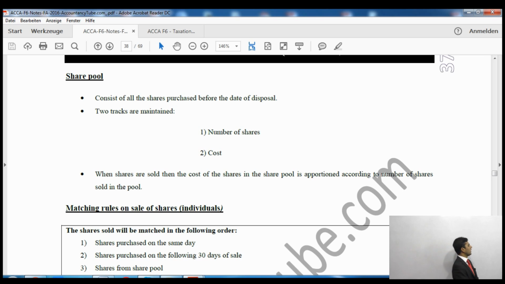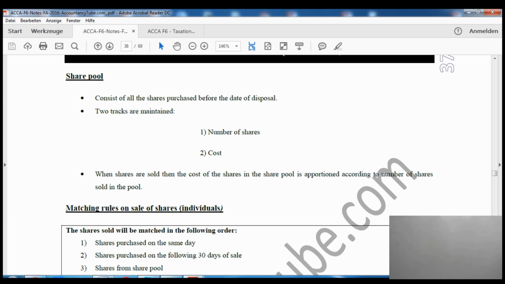So while calculating the cost, we have to see a few things. Let's see. We'll have to make the share pool, he says, which consists of all shares purchased before the date of disposal. Two tracks are maintained. One is number of shares and the other one is cost. When shares are sold, then cost of the shares in the share pool is apportioned according to the number of shares sold in the pool.